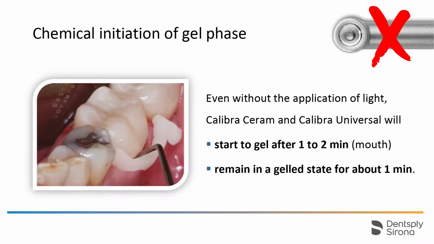Incidentally, due to their dual curing characteristics, Calibra Ceram and Calibra Universal Cements form a gel phase without tack curing with light, and in fact, it forms approximately 1 to 2 minutes after application. In this case, the gel phase lasts for approximately 45 seconds. With many competitor cements, in contrast, the gel phase only forms after 3 to 4 minutes, and at about 30 seconds is shorter. This results in a longer waiting time and less time to clean.